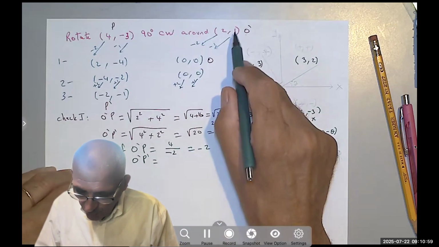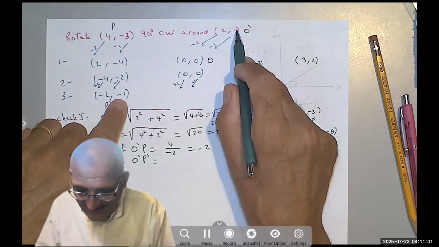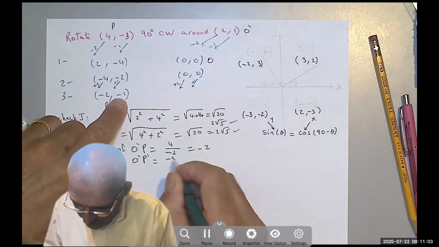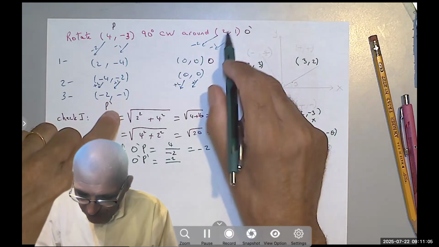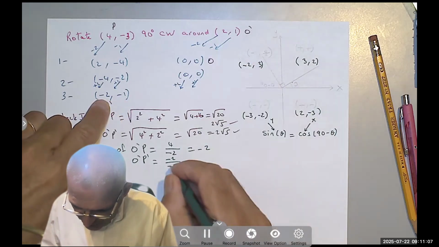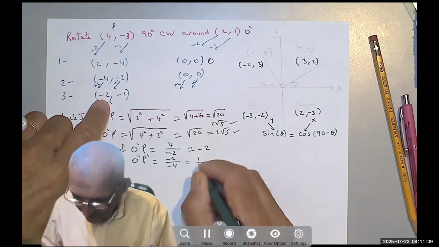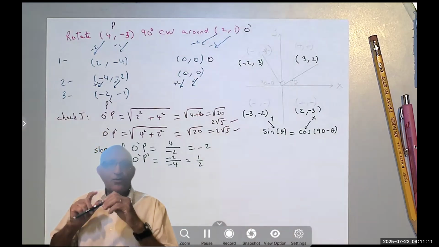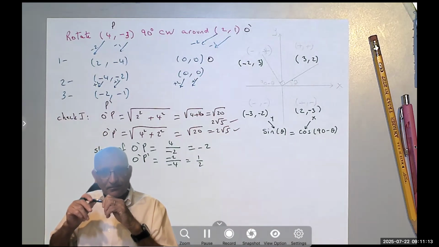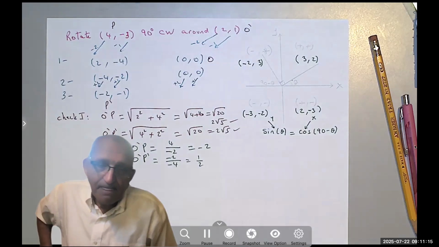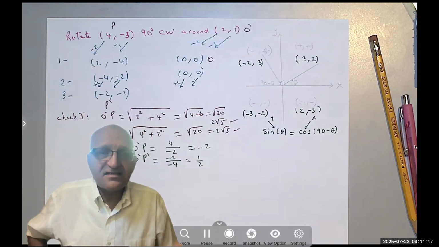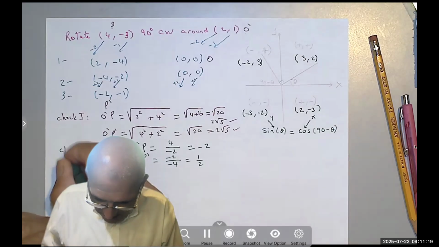I go from 1 to negative 1, that's a decrease of 2, over from 2 to negative 2, that's a decrease of 4, so it's 1/2. And sure enough, if you multiply 1/2 by negative 2, you get negative 1. The last thing is check number 2.